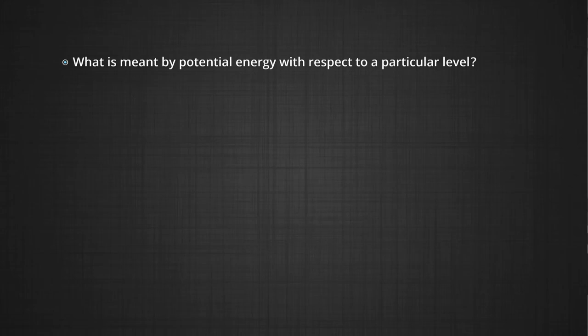You raise it to give it a certain potential energy, and when you allow it to fall on this head, then it converts that potential energy into the energy required to push the nail inside the wooden piece. What is meant by potential energy is with respect to a particular level.